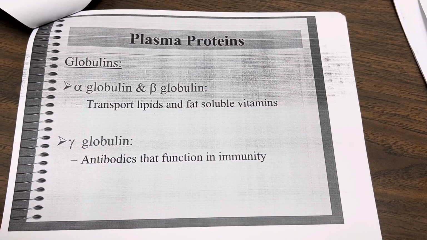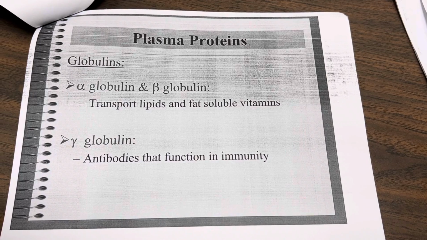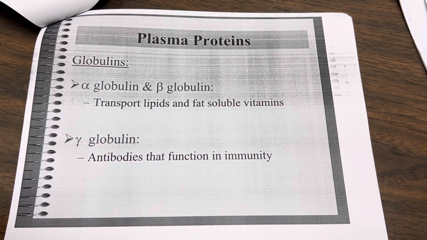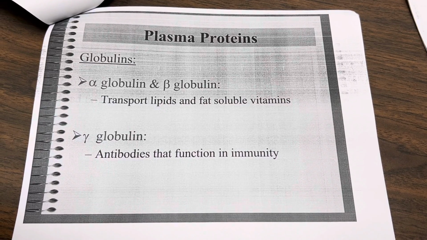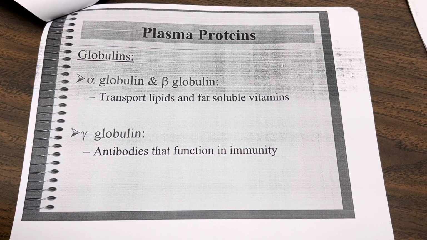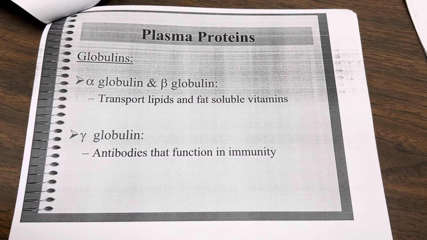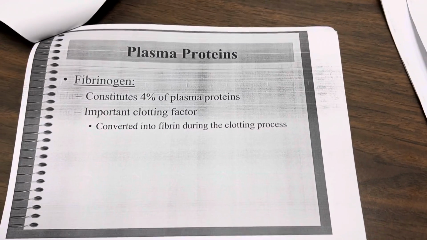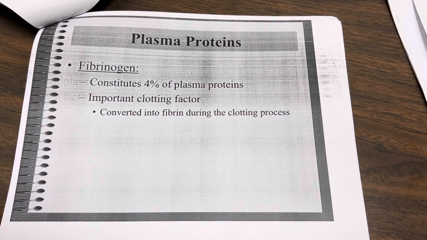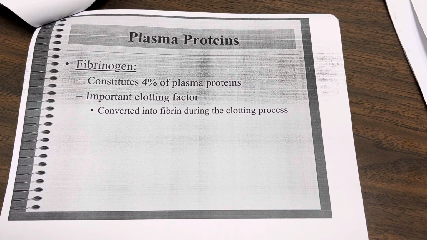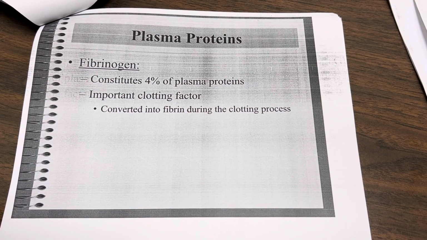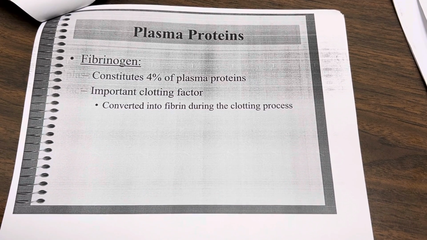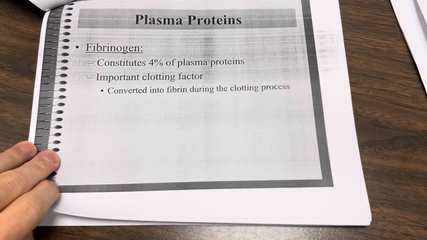Plasma proteins, globulins: alpha and beta globulins transport lipids and fat-soluble vitamins. Gamma globulins are antibodies that function in immunity. Fibrinogen constitutes 4% of plasma proteins, is an important clotting factor, and is converted into fibrin during the clotting process.